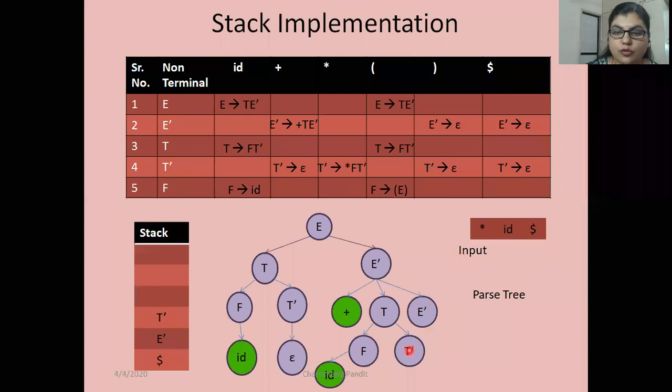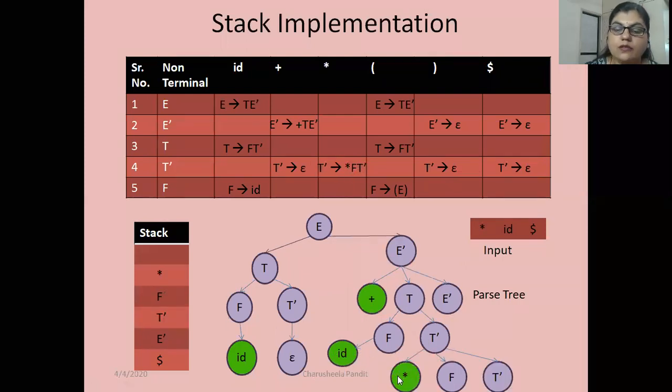So T dash row and star as a column. So your T dash will get expanded to star F T dash. Now you can see here the symbol which we are having on the left hand side in all the productions, it is appearing exactly on the left side. Just see here, T dash gets expanded to F T dash.